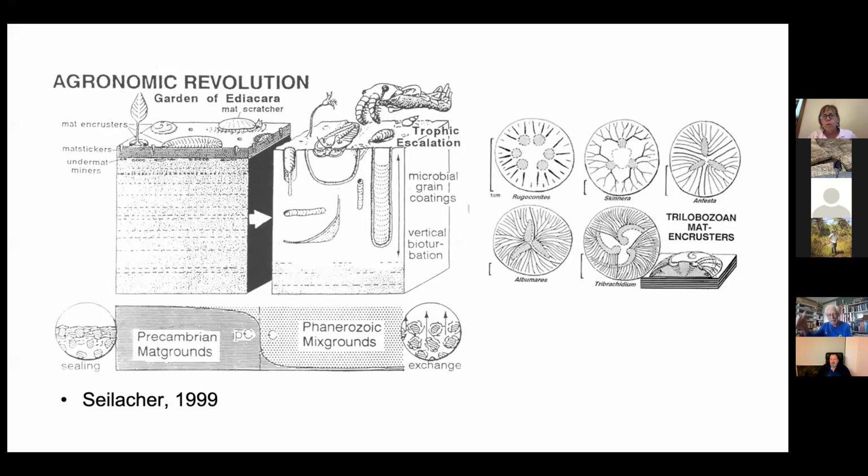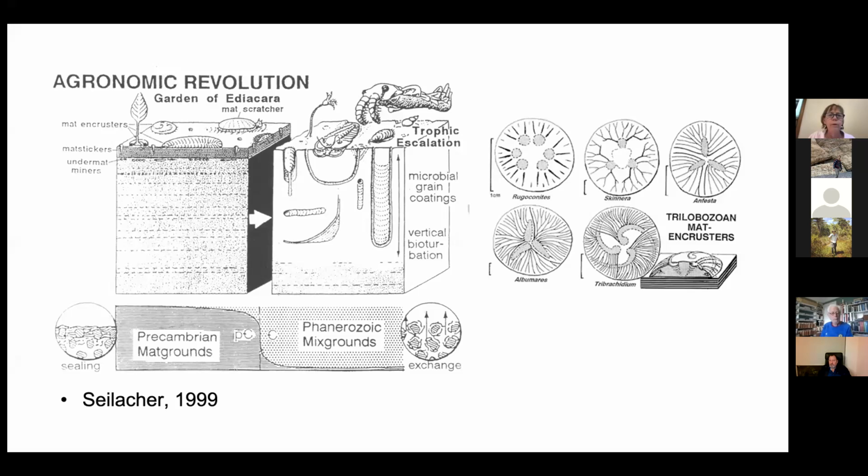As he did with many, many things, Dolph Seilacher was way ahead of the curve in recognizing the significance of organic surfaces and the shift from Precambrian matgrounds to Phanerozoic matgrounds. He also recognized the significance of these matgrounds for organisms living during the Ediacaran, essentially the Ediacara biota. And this is just an example of organisms with triradial symmetry, which he described as mat encrusters.